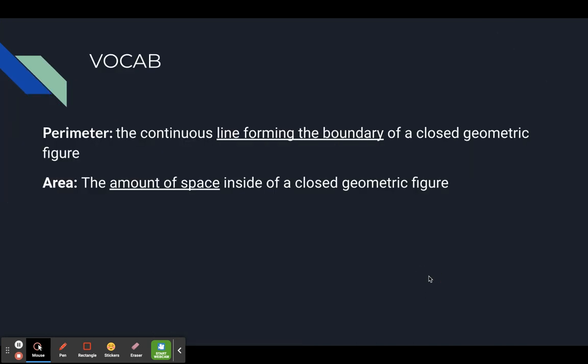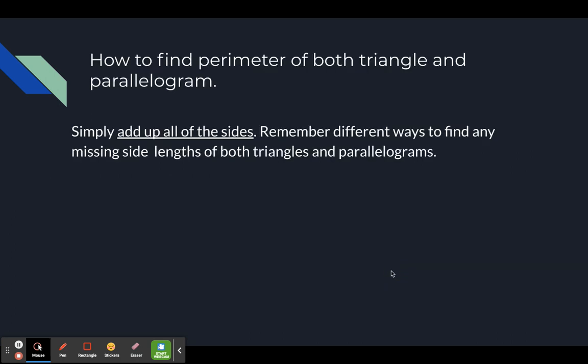Okay, vocab. Perimeter is just a continuous line forming the boundary of a closed geometric figure. So perimeter is just the distance around the edge of the shape. The area is the amount of space inside of the closed geometric figure, or inside the shape. Perimeter is the distance around, area is the amount of space within it. How to find the perimeter of both triangles and parallelograms: we just simply add up all the sides.